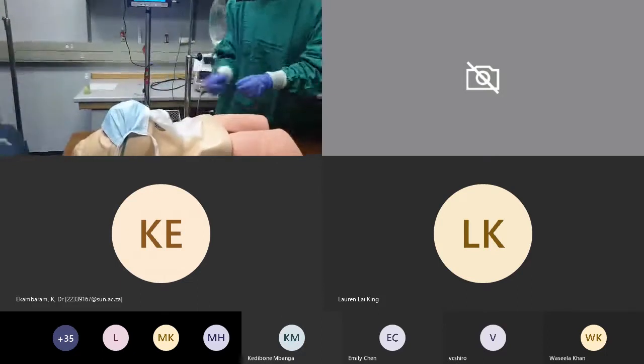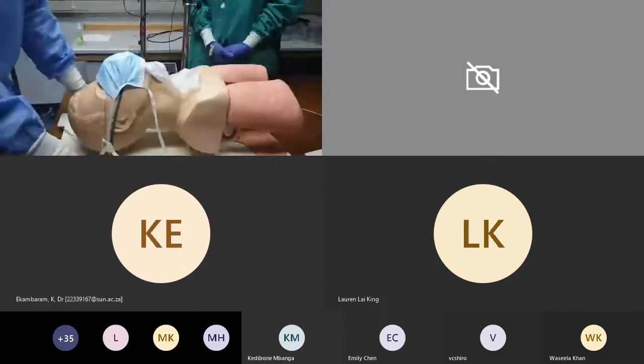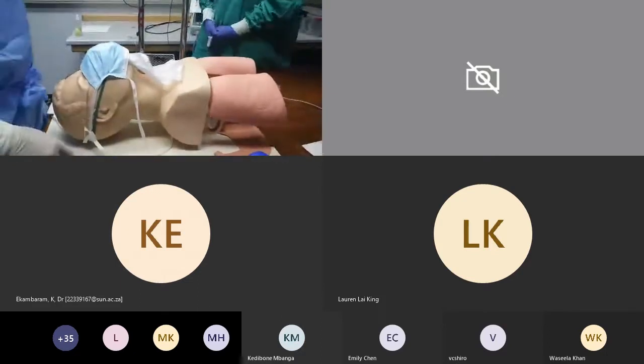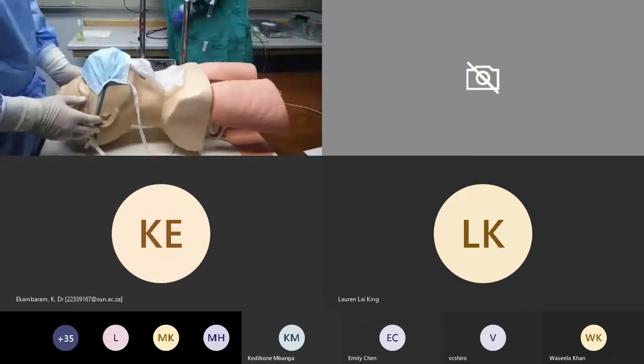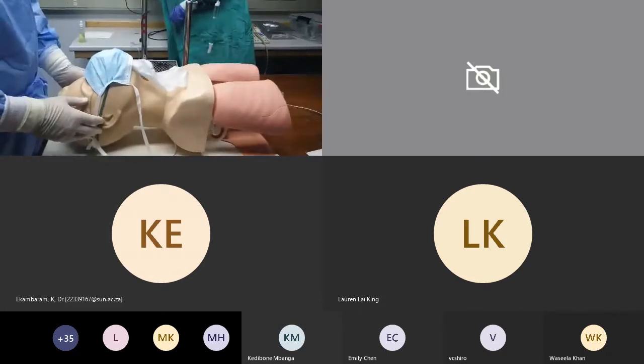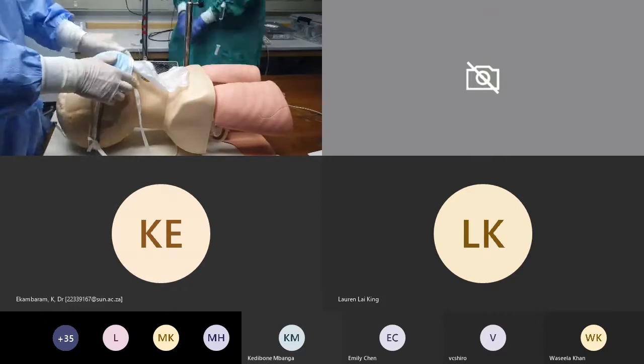Almin, I want you to close the oxygen at the wall, please. Okay, the nasal prongs are off, the non-rebreather is off. Oxygen off. Thank you very much.